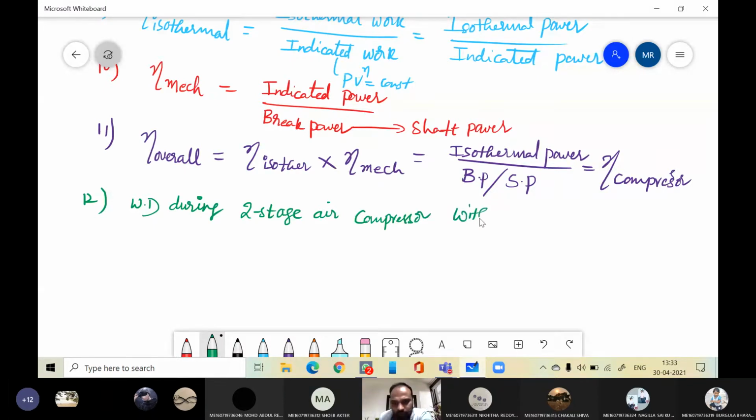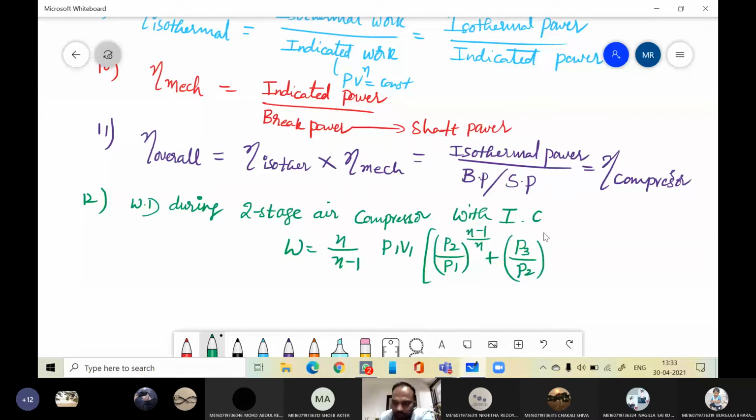With intercooling, W is equal to n by n minus 1 P1 V1 into [(P2 by P1) first stage pressure ratio to the power (n minus 1) by n plus (P3 by P2) second stage pressure ratio to the power (n minus 1) by n minus 2]. This is the work done with intercooling.